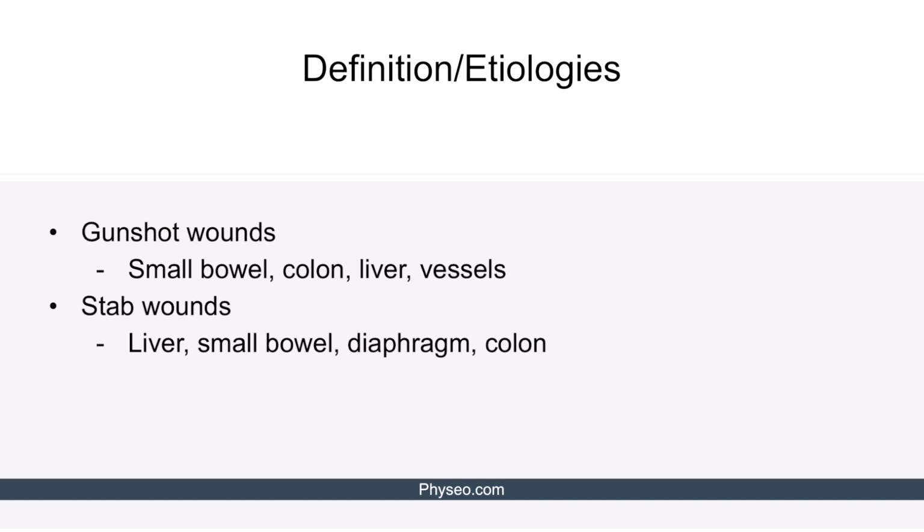Penetrating abdominal trauma results in direct damage to the abdominal wall and cavity and can be secondary to gunshot wounds and stab wounds. Some of the common organs injured during gunshot wounds are the small bowel, colon, liver, and blood vessels. Also note that the most commonly damaged organs during stab wounds are the liver, small bowel, diaphragm, and colon.